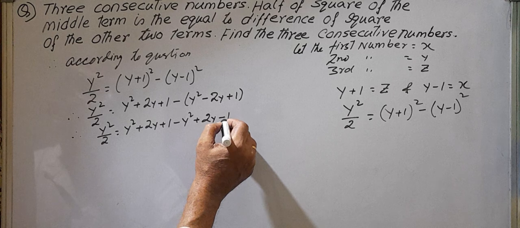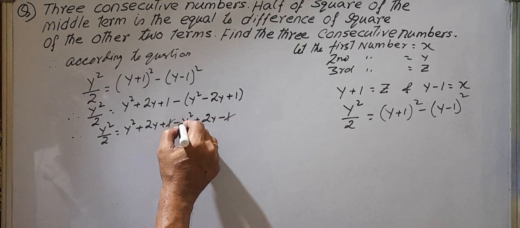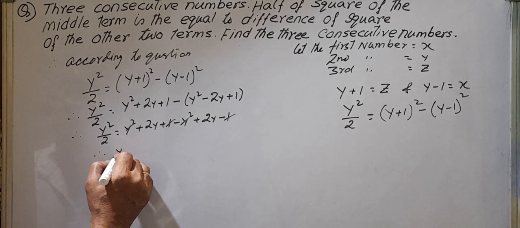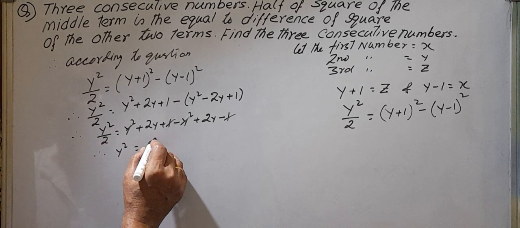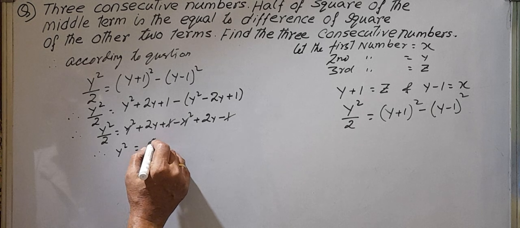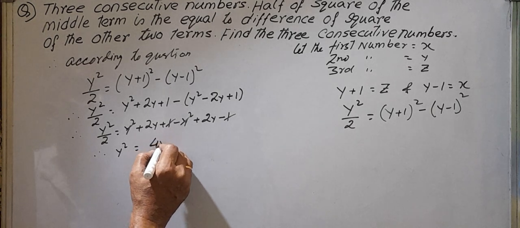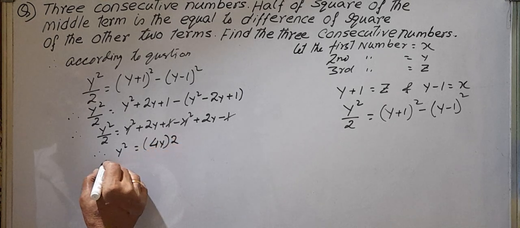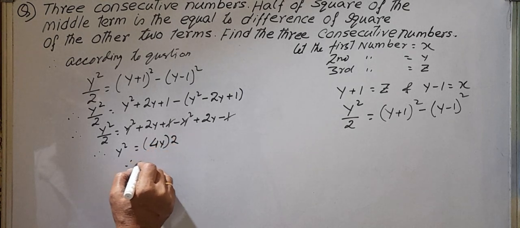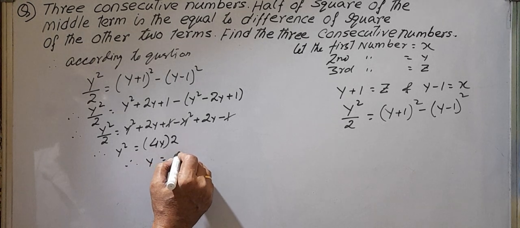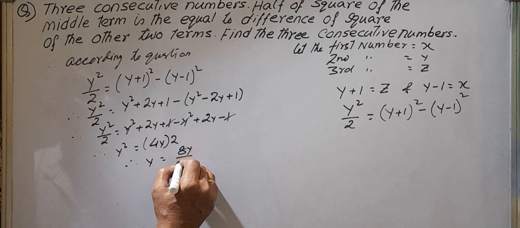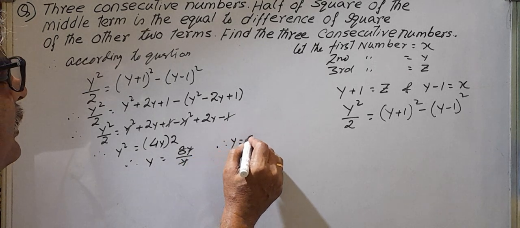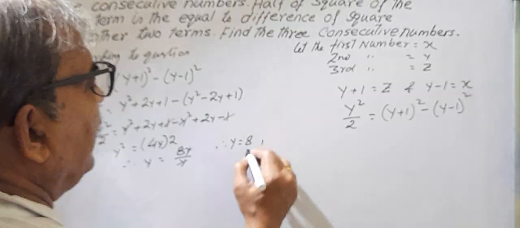So plus 1 and minus 1 cancel, y square cancels. Therefore y square equals 4y, into 2. Therefore y equals 8y by y. Therefore y equals 8.